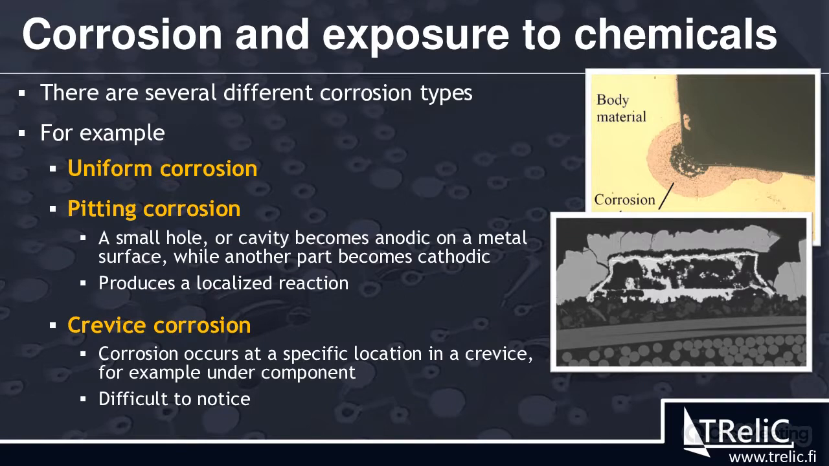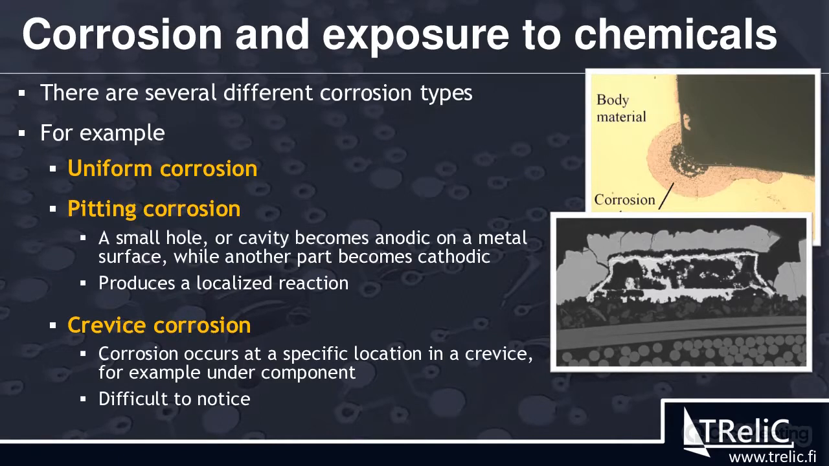There are several corrosion types. I'm not really going into them, because corrosion is a very, very complicated process, and there are lots of possibilities here. But some examples, for example, uniform corrosion means corrosion of a whole area. For example, when you see an iron component where the whole surface is covered by corrosion products, that's uniform corrosion.